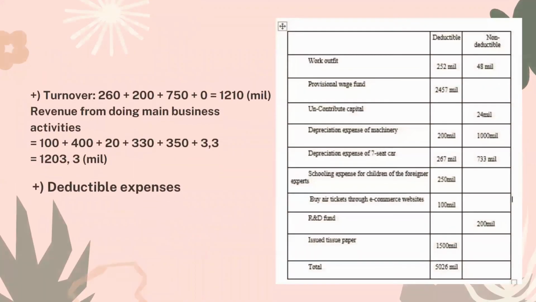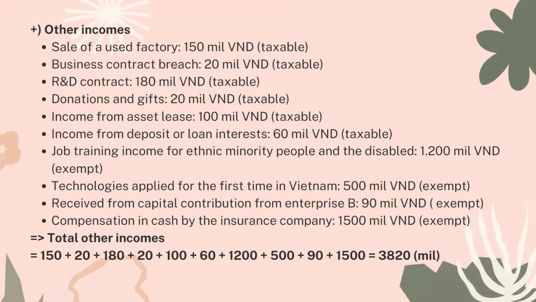Now the first step is to calculate the turnover. The revenue from the main business activity we collected previously, when we showed the output VAT, equals 1,203.3 million, and the turnover we assume in Tiền Hiếu equals 1,210 million. The deductible expense, as you see in the table, equals 5,026 million, and the total other income equals 3,820 million.